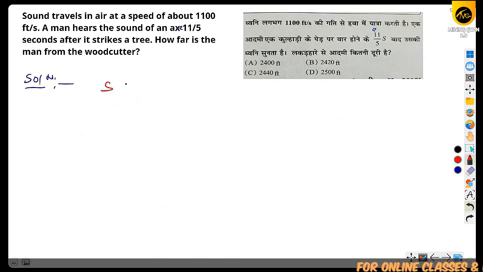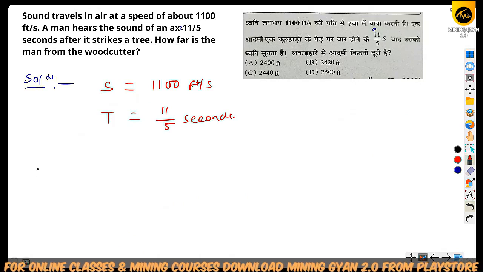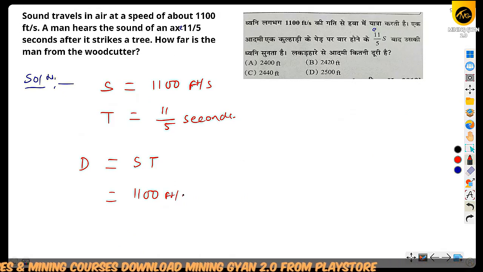We have the speed of sound, that is 1100 feet per second, and the time is 11 divided by 5 seconds. We have to calculate the distance between the woodcutter and the man who hears the sound of the axe. So what will be the distance? Speed into time. Its speed is 1100. This is basically the speed of sound, right? So 1100 feet per second, multiplied by 11 divided by 5 seconds.